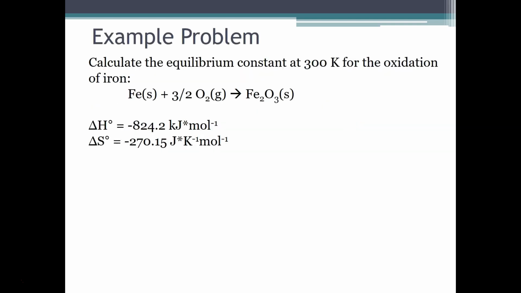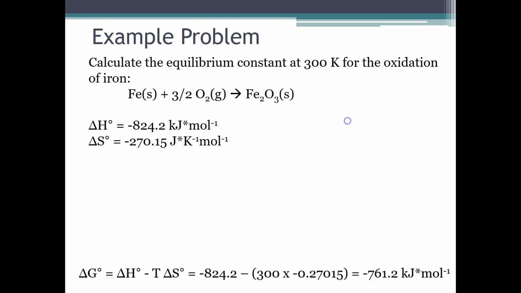So here's an example. It says calculate the equilibrium constant at 300 Kelvin for the oxidation of iron. It gives us an equation, and it gives us a value for delta H and delta S. So at this point, you need to know, since it's talking about an equilibrium constant expression, and it gives you values for delta H, delta S, that should tip you off that you need to use delta G equals negative RT times the natural log of K.